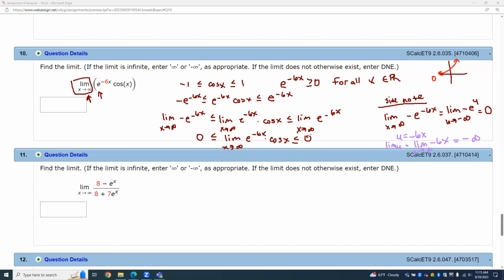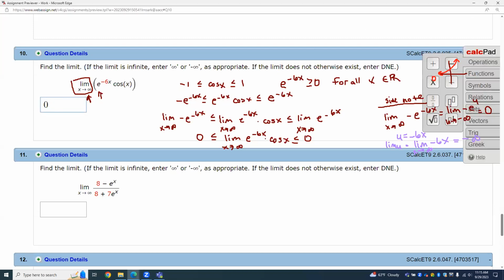So long story short, both sides of our inequality here are going to 0. And therefore, using the squeeze theorem, the limit as x goes to infinity of e to the negative 6x times cosine x is 0, which isn't shocking if you've done some of these squeeze theorem problems. I hope that was helpful. I know squeeze theorem can be particularly challenging, and it doesn't even say squeeze theorem in the instructions, but the cosine part there as one of the factors is the key.